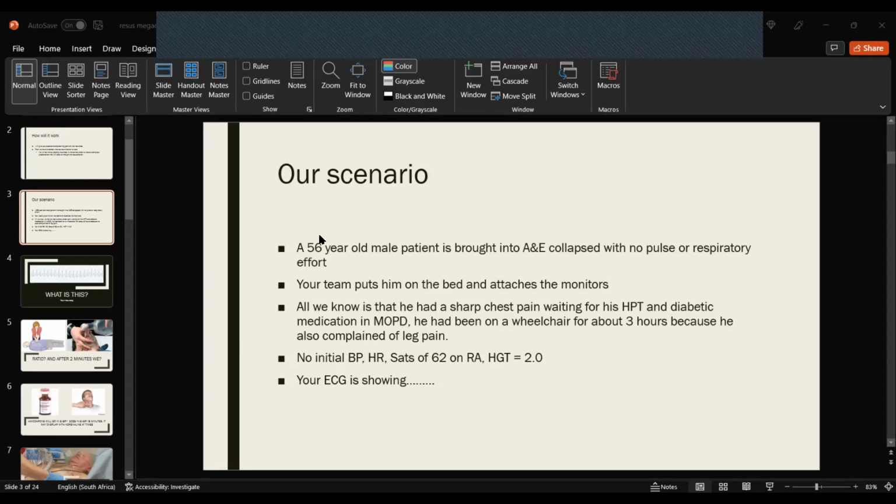So we have here a 56-year-old male patient. He's brought into the A&E, collapsed. There's no pulse, no respiratory effort. Your team puts him on the bed and attaches the monitors. All we know is that he had a sharp chest pain, waiting for his hypertensive and diabetic medication in MOPD. He had been on a wheelchair for about 3 hours because he is also complaining of leg pain. That's all that they know.